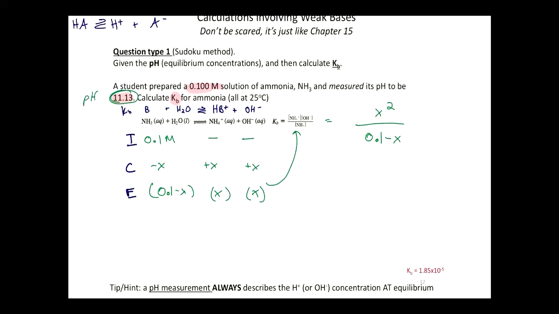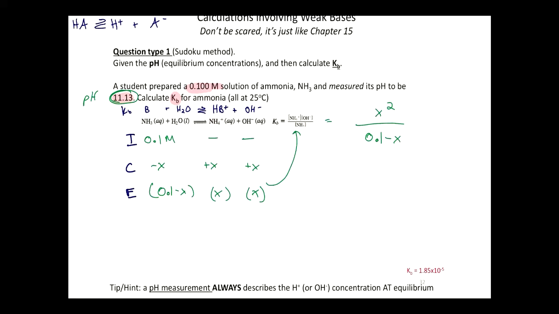pH equals 11.13. Right? So I give you the pH, so obviously we need to undo that pH to get a concentration. But if I do 10 to the negative pH, what comes out? The concentration of what? H plus. Is that what we want? No, what do we want? OH minus. X is the concentration of OH minus. So what do we have to do to that pH first? Probably turn it into pOH.